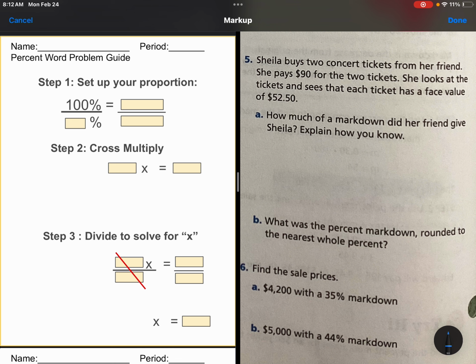So we're going to read. Sheila buys 2 concert tickets from her friend, so it was a resale here. She pays $90 for the 2 tickets together. Then she goes online and looks at the tickets and sees that each ticket has a face value of $52.50. So that's what the ticket originally cost before buying from her friend. Maybe her friend couldn't make it, so that's how she got a markdown here. She got a discounted price.